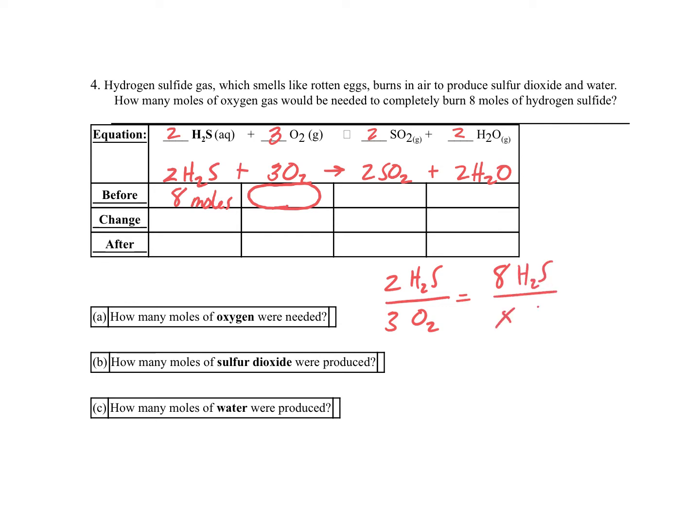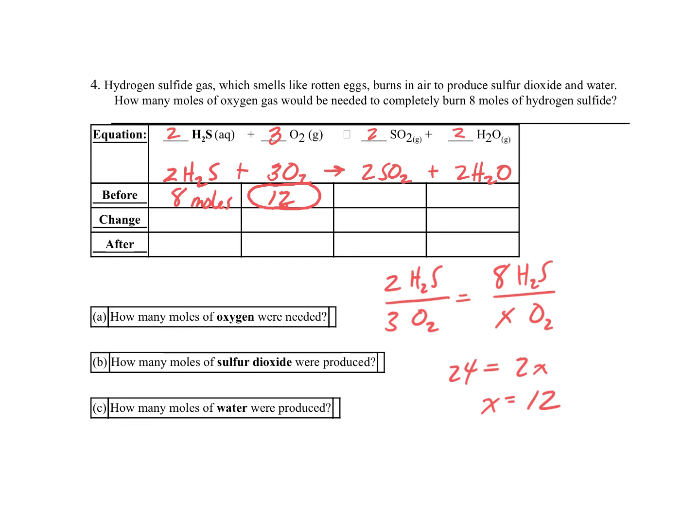So how much oxygen do I need? I can cross multiply. That's going to be 8 times 3 is 24 equals 2x. And coincidentally, the answer again is 12. That's just pure coincidence. But the answer is we need 12 moles of oxygen. Technically, we've solved this problem now. But why don't we go ahead and solve for the rest of it?